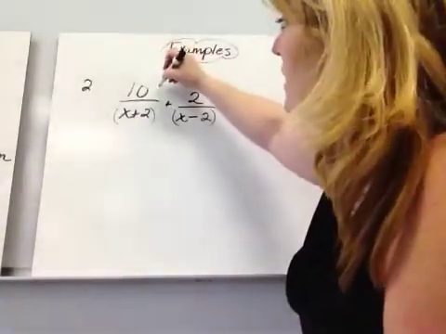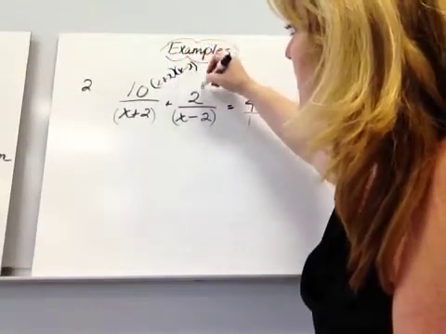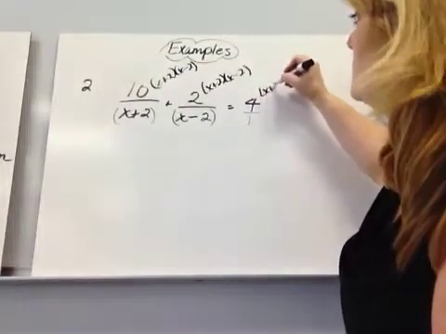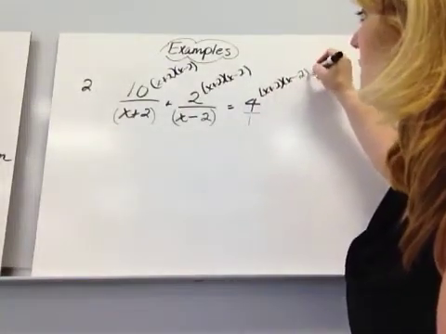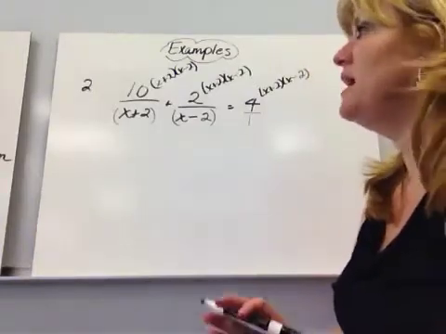So I usually write it like this because this is the fun part. So you write x plus 2 times x minus 2 for this term, x plus 2 times x minus 2, x plus 2 times x minus 2. All right, so write it. You're going to multiply each term by your common denominator. Now here comes the fun part.